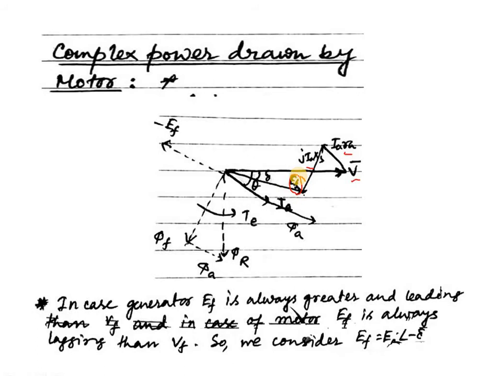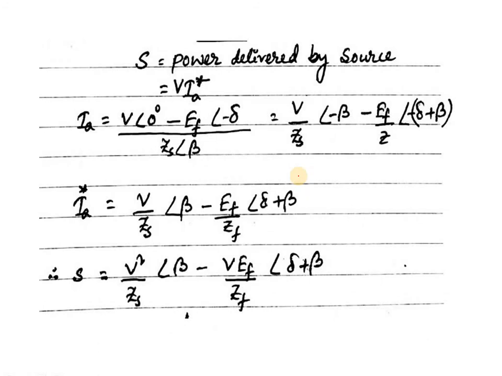It can play an important role in the power transfer and stability of the synchronous motor operation. Now, let's consider that S is the power delivered by the source, and we can represent it by V into Ia conjugate, where Ia is V angle 0 degree minus EF angle minus delta, all divided by ZS angle beta. We can write it from the field equation which we have previously.